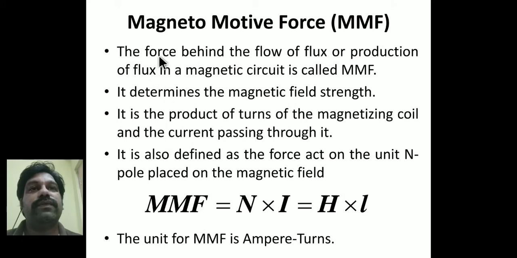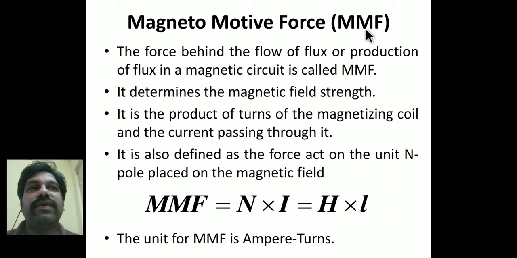Therefore, the force behind the flow of flux or production of flux in the magnetic circuit is called magnetomotive force. It determines the magnetic field strength. So, a property of the MMF is that it determines the magnetic field strength. It is a product of the number of turns of the magnetizing coil and the current passing through it.